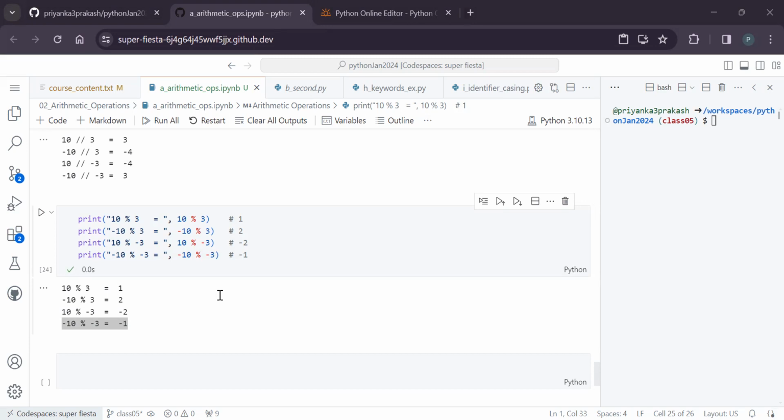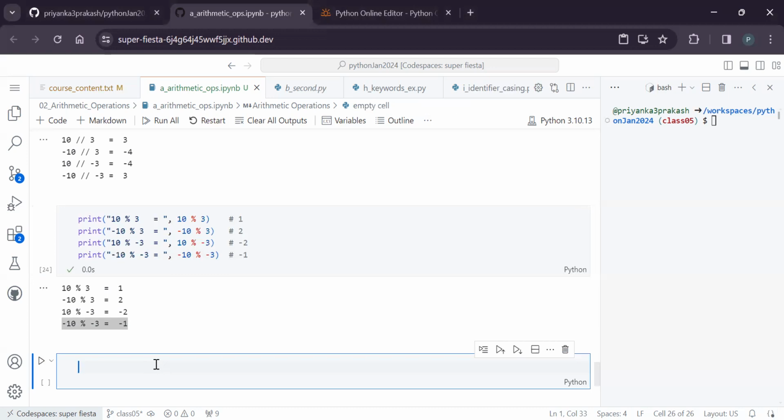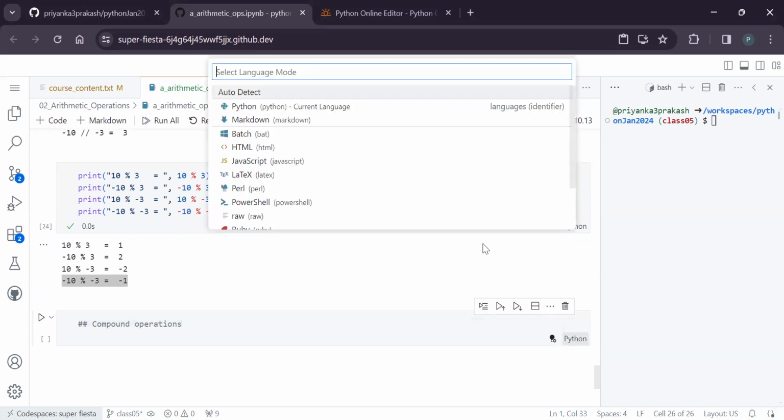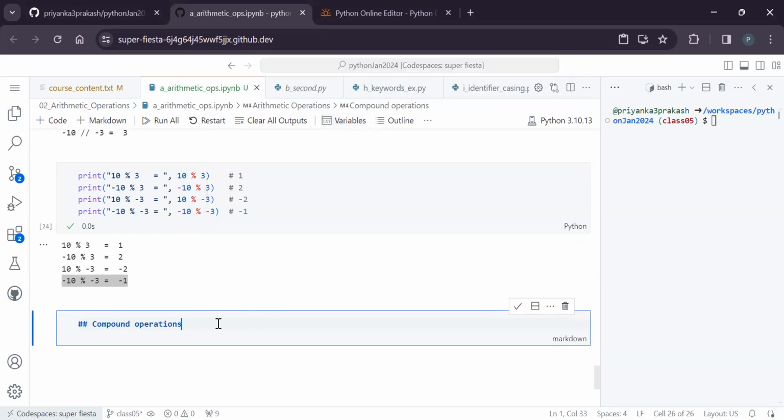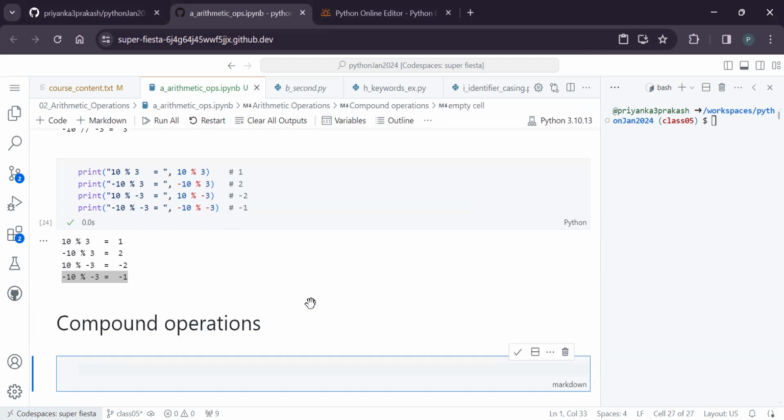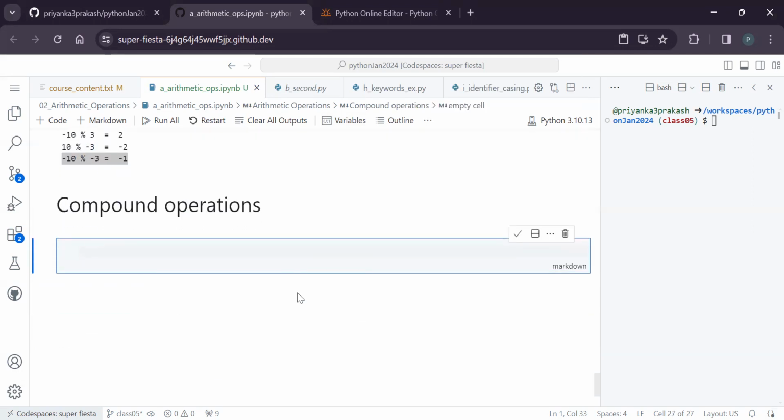Next is compound operations. What is a compound operation? And if I want to make it as a markdown, I changed it. Did you see I placed two hashes? It means I want it to be a subpart within it. So within compound operations, what can we do?